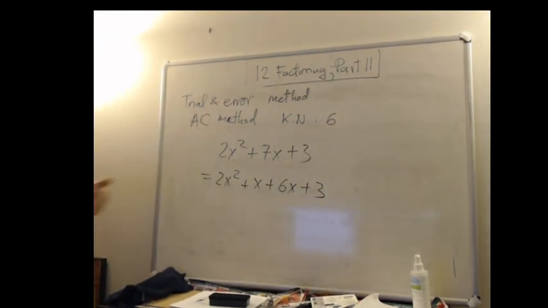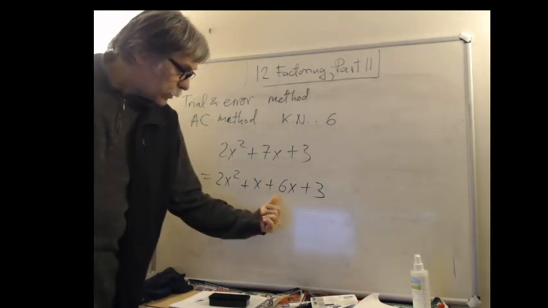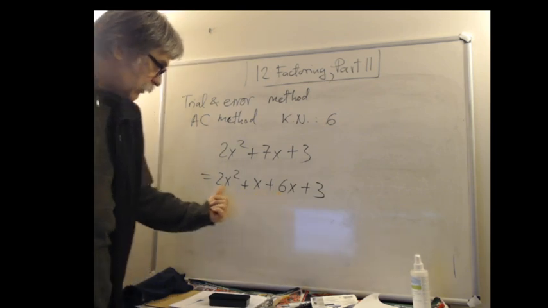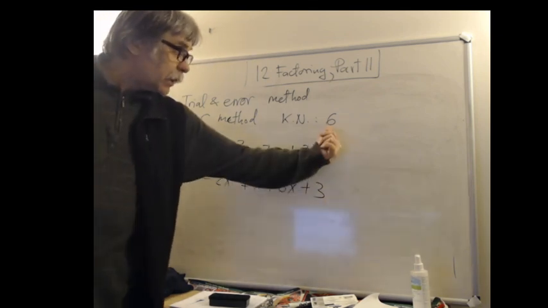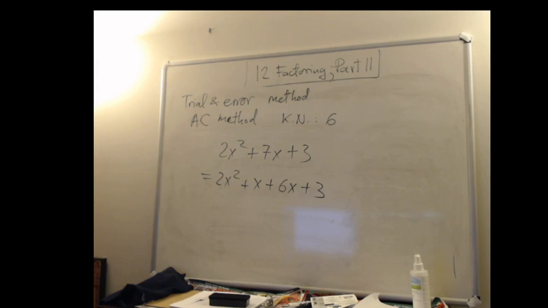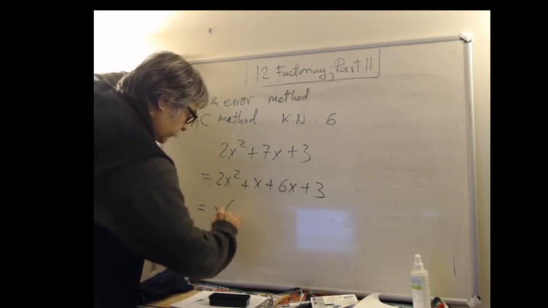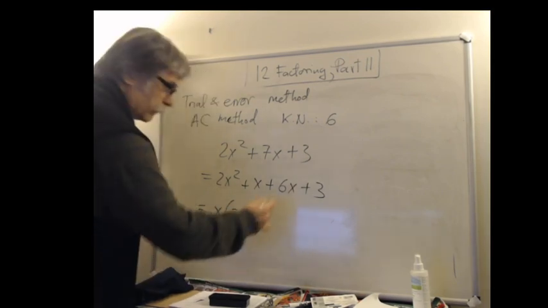That will work. 1 and 6, because the product of 1 and 6 is the same as the product of A and C, the key number. If you can accomplish that, you will have factorization by grouping that will work. That's a guarantee. Okay? x(2x plus 1), 3.